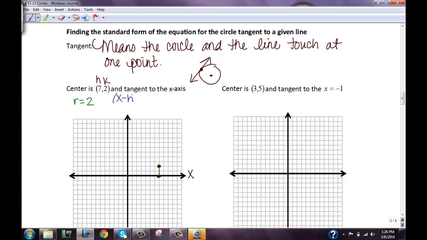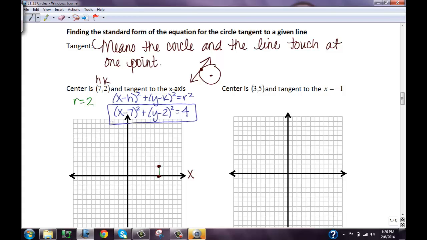So if my radius is 2, now I just plug those into the standard form of a circle. So x minus h squared plus y minus k squared equals r squared. My h is 7, so x minus 7 squared, plus y minus my k value, which here is 2, squared, equals my radius, which is 2 squared. So that gives me 4.